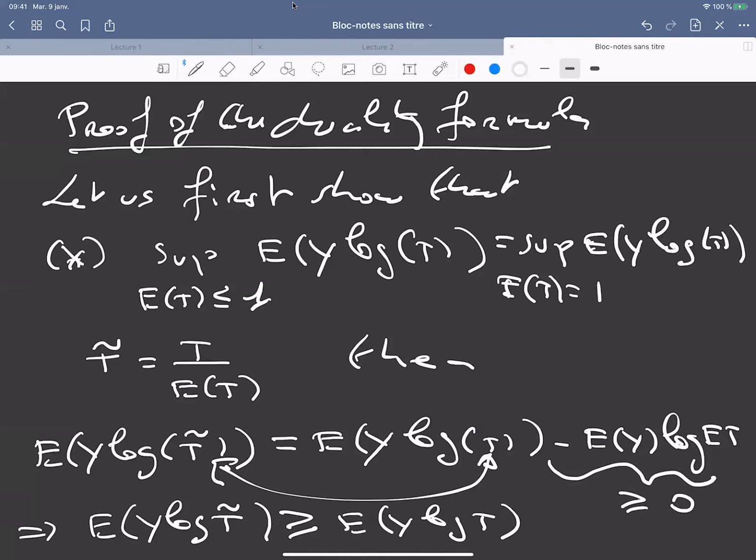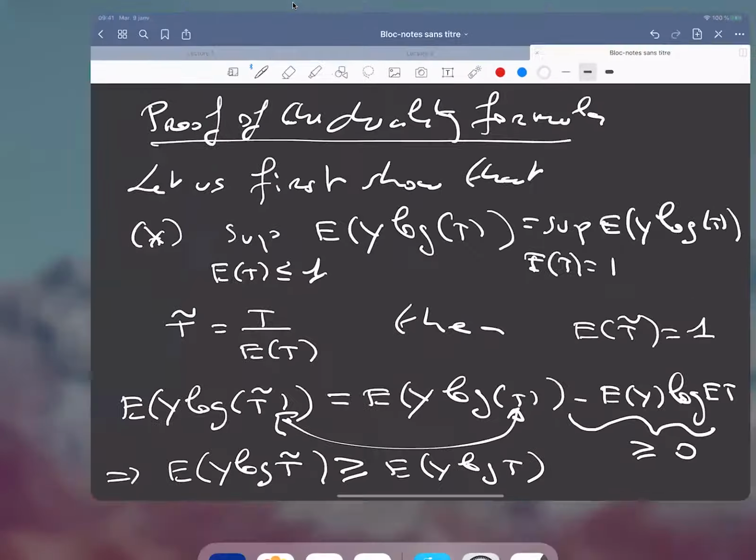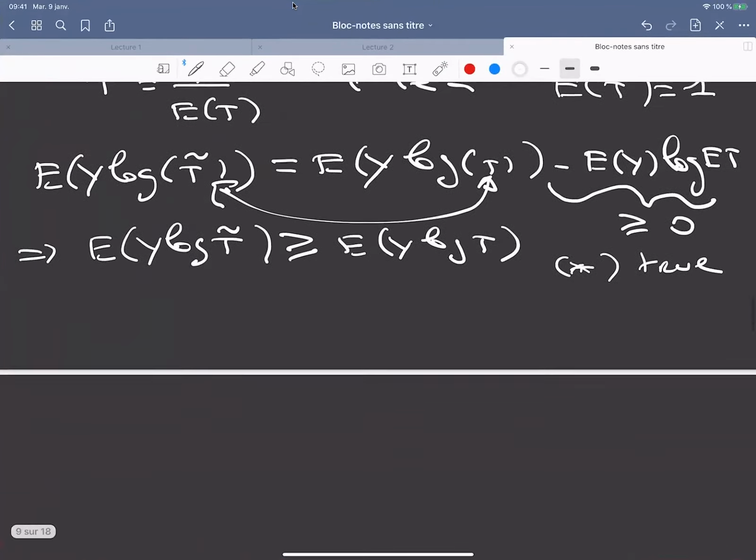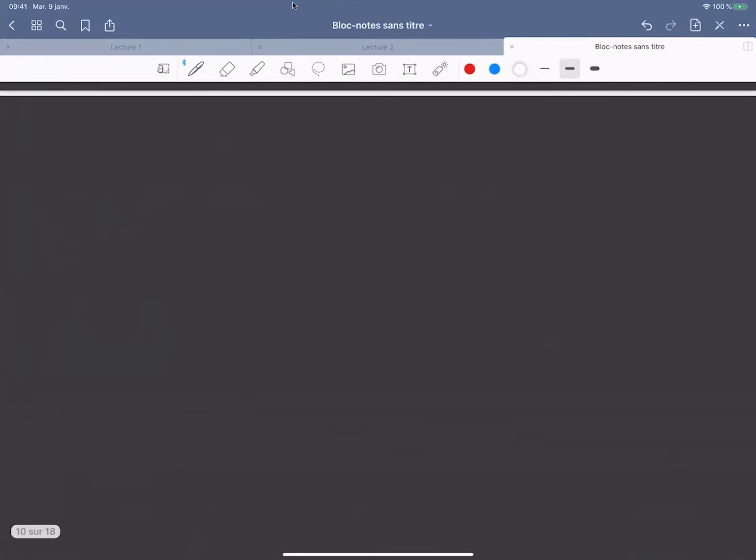So you started from a t which has expectation less than 1, and you have constructed a t tilde with expectation equal to 1, and which is such that the expectation of y log t tilde is larger than this guy. So this means that the sup is achieved on the guys which have expectation equal to 1. Okay, so star was true. So that's one point.